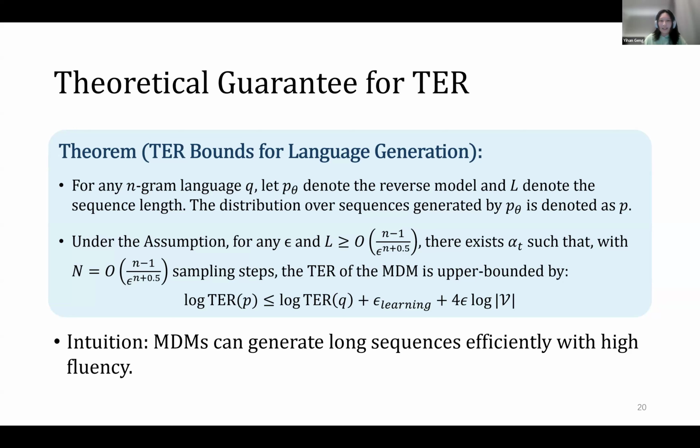And one thing that you might ask here is why we use n-gram languages. Well, first it's for simplicity, and also n-gram languages, as you all know, can approximate real text. And here it's important to note that we can generate incredibly long sequences while still maintaining a low TER, which is the main idea of this theorem. So at a higher level, if an MDM learns the data distribution well enough, then it can generate long sequences efficiently with high fluency.